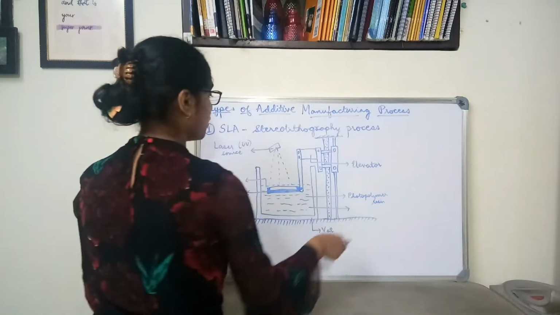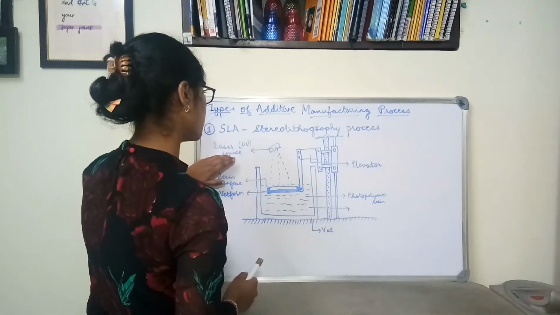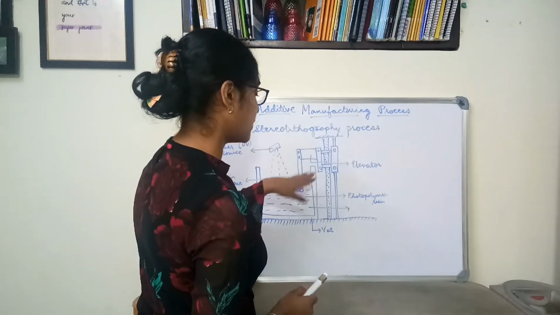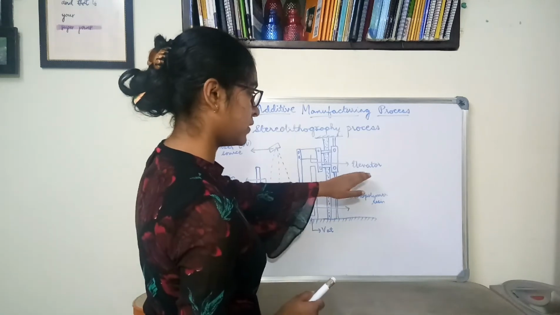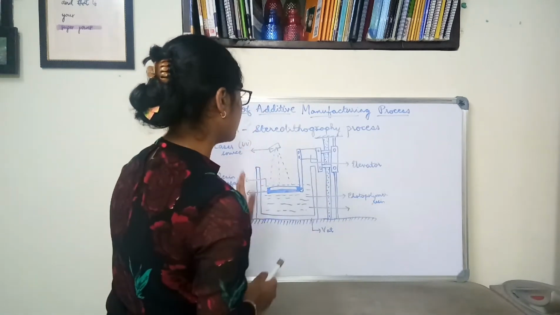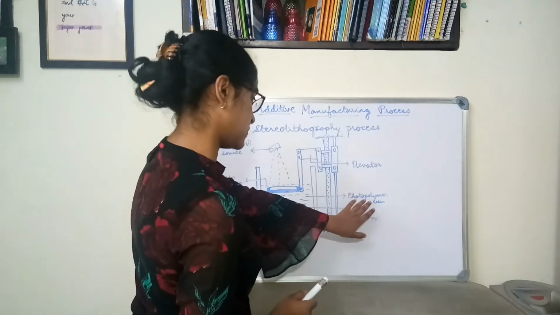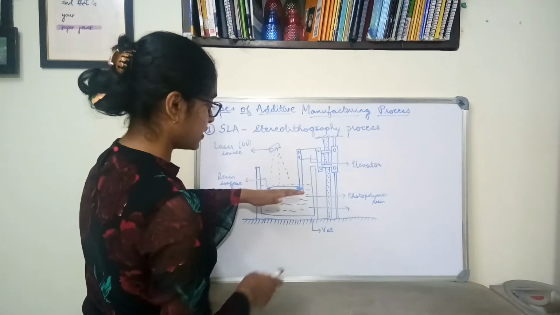This is the diagram of the SLA process, and the components include the laser source, which is a UV laser source, a platform which is controlled by the elevator. The movement of the platform up and down is controlled by the elevator. It consists of a tank called vat, which is filled with photopolymer resin. And above the platform there is a layer of resin.